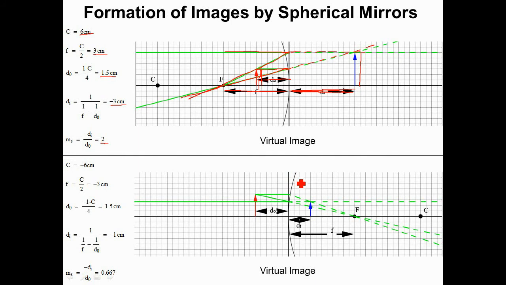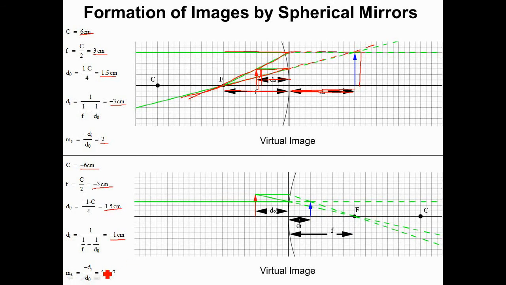Here we have a convex mirror. Here my center is minus 6 centimeters. My focus then is half of that, which is minus 3 centimeters. Remember that positive would be on the left-hand side. Here we're on the right-hand side. My object distance I'm going to put on the left-hand side at 1.5 centimeters. And as I calculate my image distance, it's going to come out to be minus 1 centimeter.